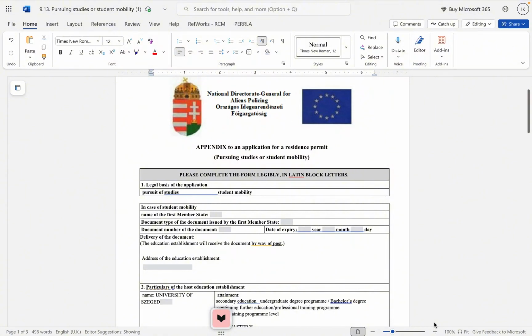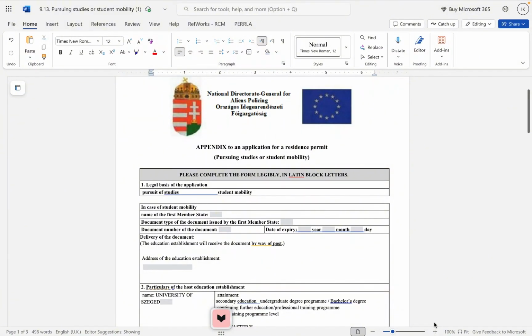Yesterday I promised you that I was going to screen record to guide you through the filling of the student's mobility or residence permit application. Okay, so this is Appendix 9, as you can see. So let us see how to fill this form together.